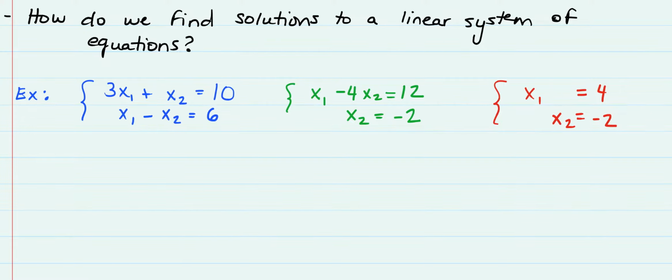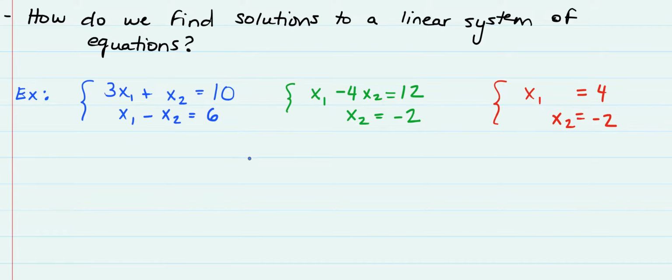How do we find solutions to a linear system of equations? Here I've given you 3 examples of linear systems. Each example has 2 linear equations and 2 unknowns. Let's look at the first one in blue. Let's solve this linear system.